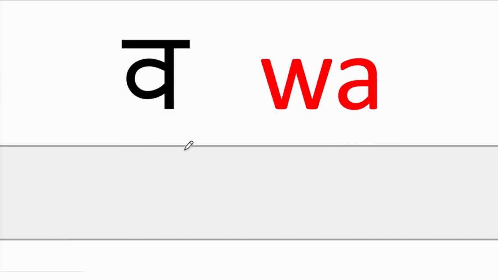Moving on to the next. It is wa. Wa. Let's see how to write wa. This is how we write wa.